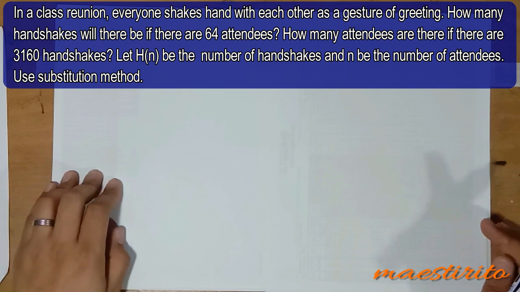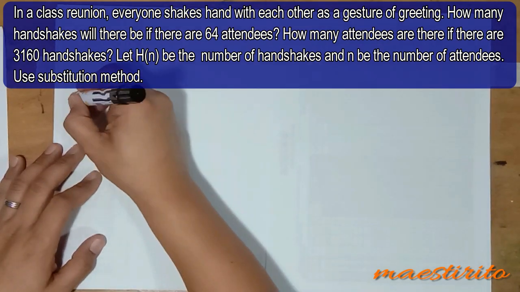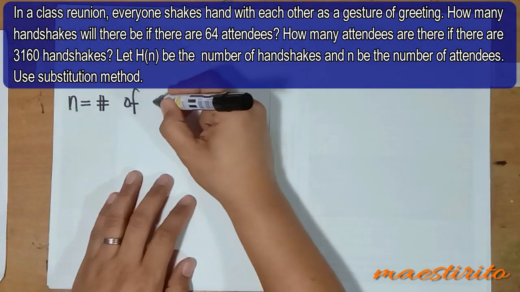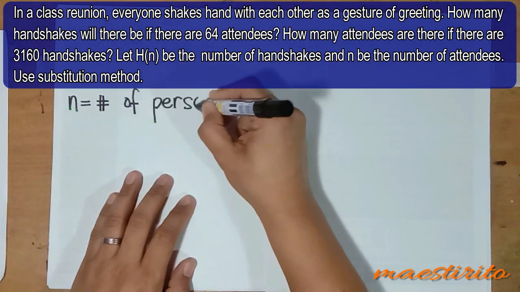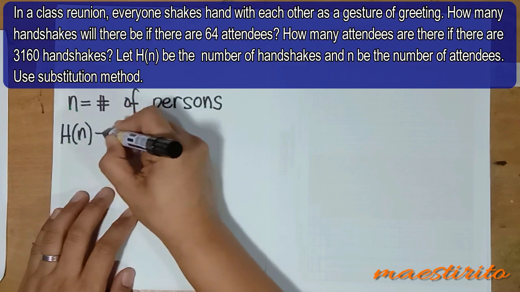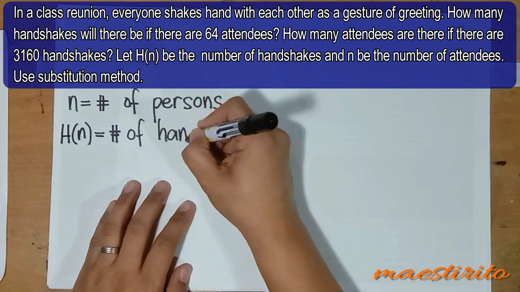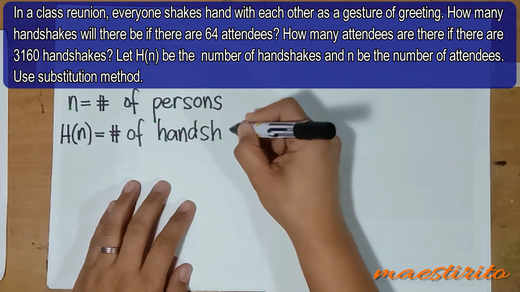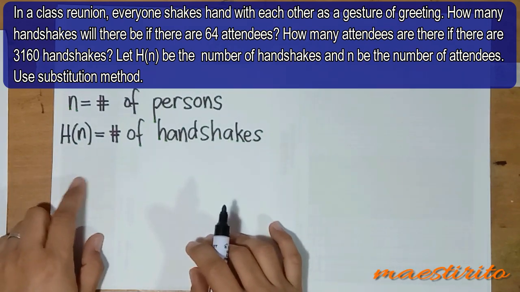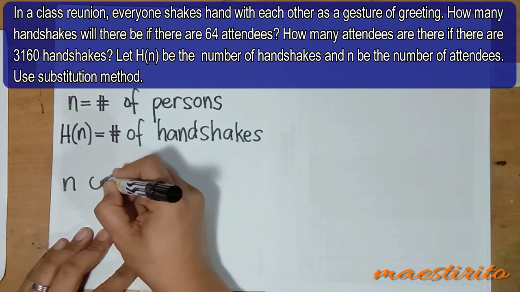we have to set first the notation for the variables here. Okay, so let n be the number of persons or attendees, and then let us have our notation to be h of n for the number of handshakes. With respect to the construction of values, let us start with n to be 0.